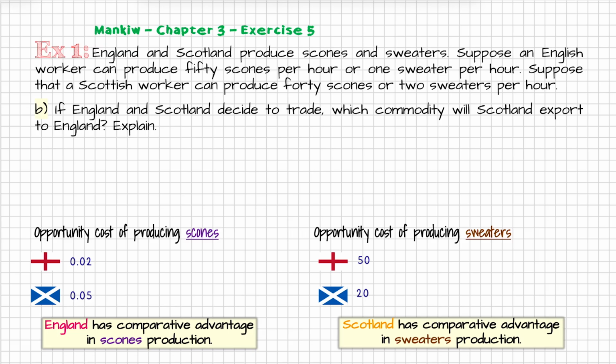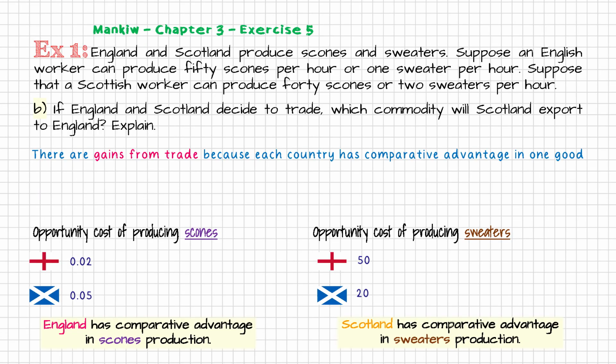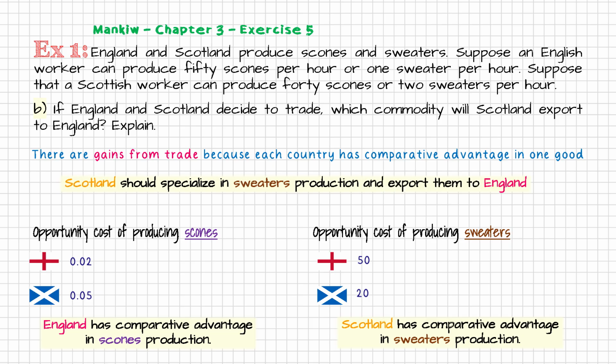If England and Scotland decide to trade, what good would each of them sell? Let's explain. Since each country has comparative advantage in a different good, yes, there are gains from trade. So Scotland should specialize in producing sweaters, England should specialize in producing scones, and they trade these two goods with each other.